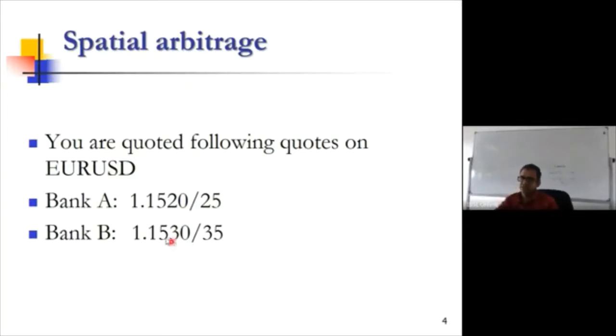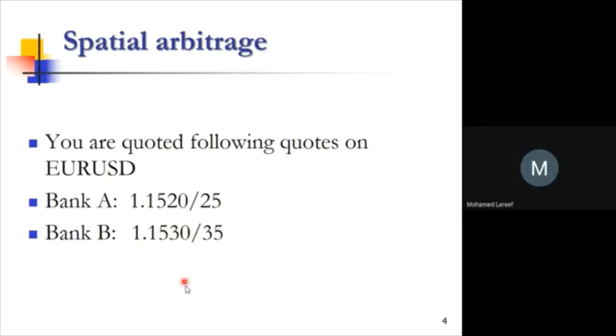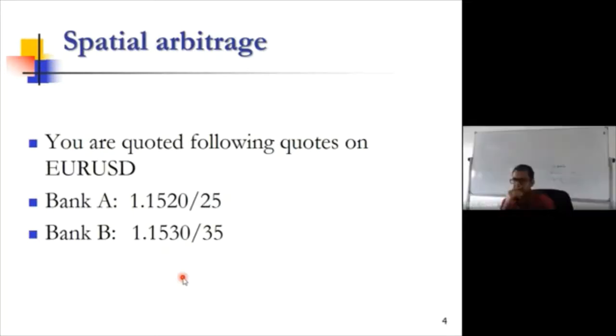First, how do you interpret this? Bank A is willing to buy euro at 1.1530. Bank B is willing to buy euro at 1.1530 and Bank C is willing to sell at 1.1535. Okay. Now these rates are quoted by bank A and bank B to you. If you want to buy, at what rate would you buy?